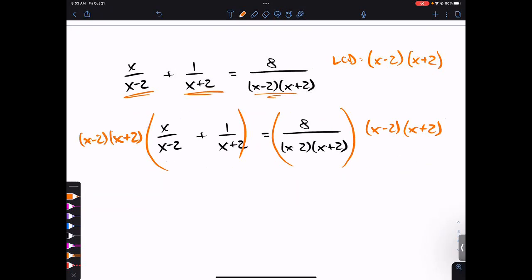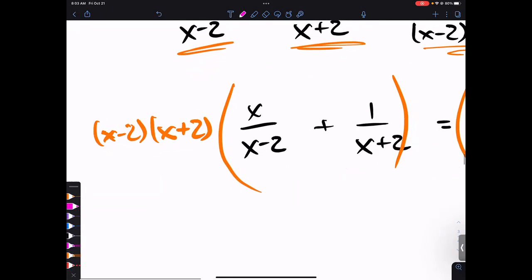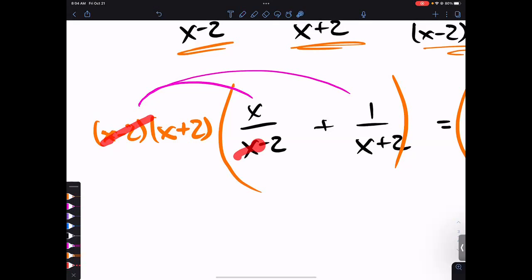What that's going to do, because we're taking a bunch of fractions and multiplying them by factors that include the denominator, is that a bunch of stuff is going to cancel. So we did this just one piece at a time. This stuff's going to distribute on the left-hand side. And just looking at it one thing at a time, when x over x minus 2 gets multiplied by x minus 2 and x plus 2, what happens? Some stuff cancels, right? The x minus 2 terms would cancel. And what's left then? X plus 2 times x.